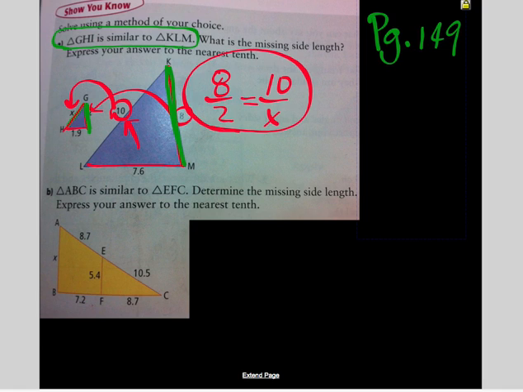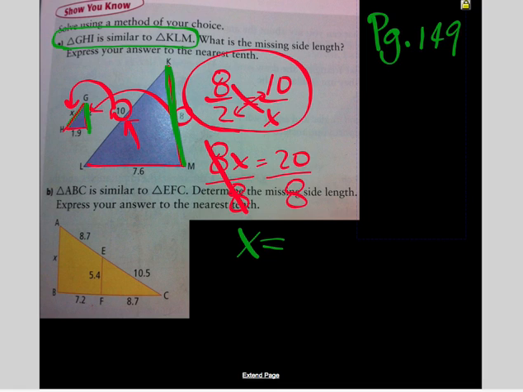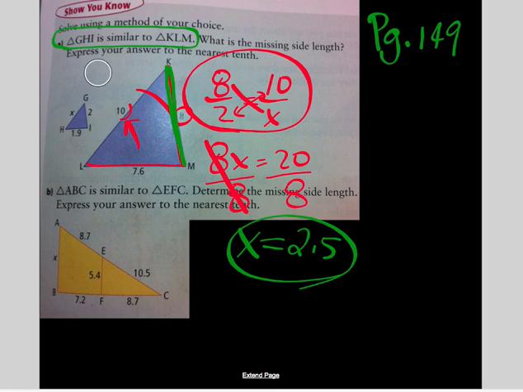So I'm going to cross multiply here. I'm going to multiply 8 and x and get 8x. I'm going to multiply 2 and 10 and get 20. So now I'm just doing algebra. I'm going to divide both sides by 8 so I isolate x. So x is going to equal 20 divided by 8, which is 2.5. And that's my number. Okay? So in this case, x equals 2.5.